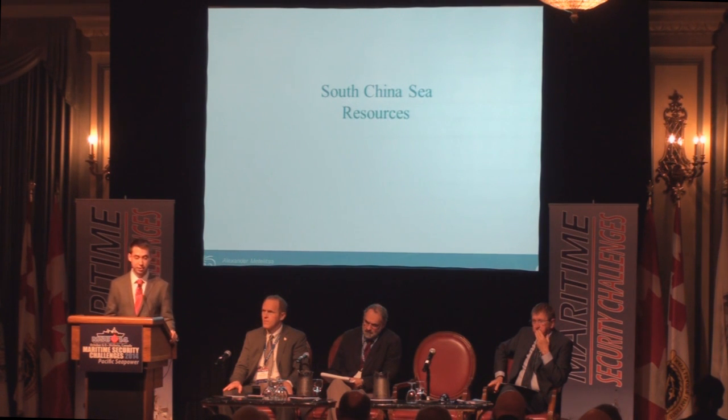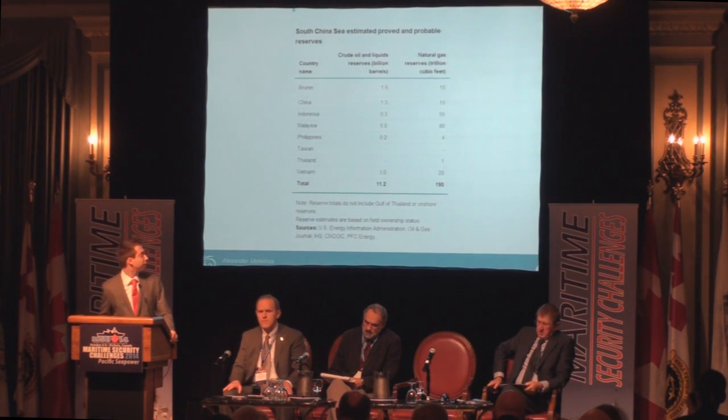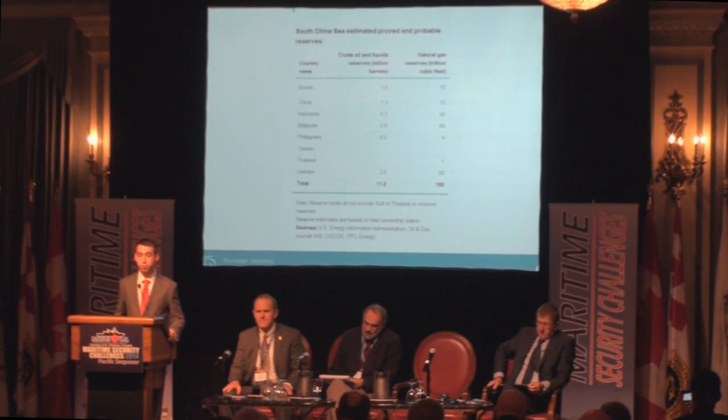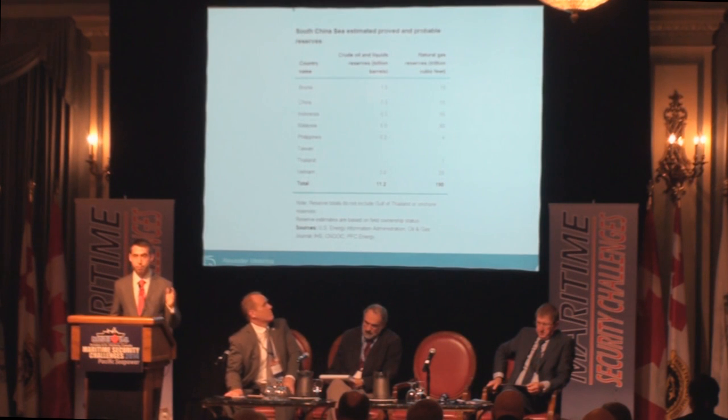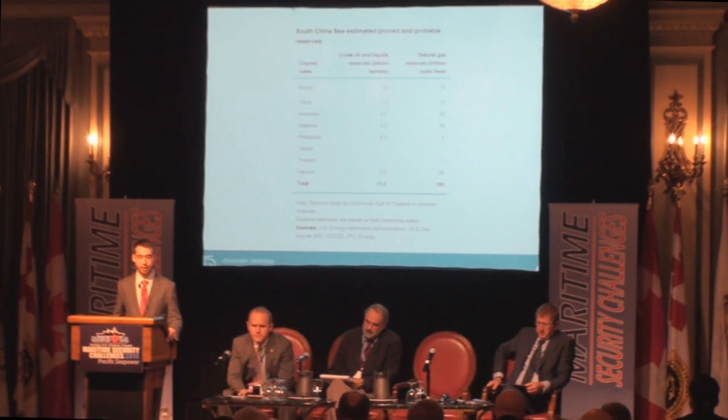So let's talk about the South China Sea. This graph, which I apologize if you can't see, looks at the proved and probable reserves of all the countries, the offshore portions of the South China Sea. It's a total of about 11 billion barrels of oil and about 190 trillion cubic feet of natural gas. That seems like a lot.